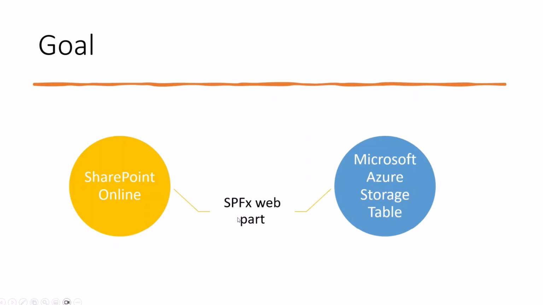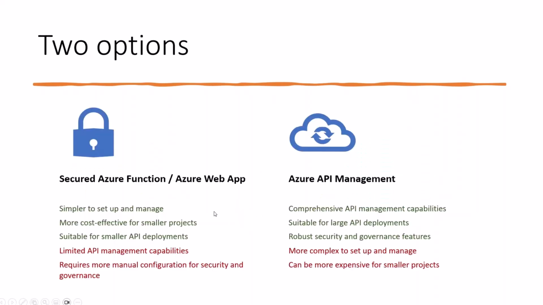Now, what are the options we have? That's the main goal: we want to get the data from Azure Storage Table. And by the way, this could be any Azure resource you are communicating with, so it depends on what you're trying to do. One option is we can use the usual secured Azure function way or Azure web app way, where you make a request, calling the Azure function, and the Azure function goes and gets the Azure table data for you and sends it back. Normally we implement that one.